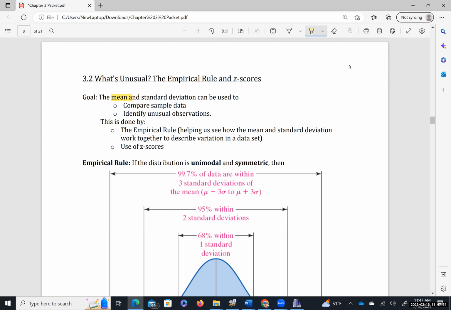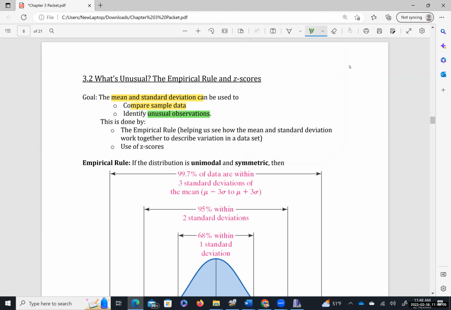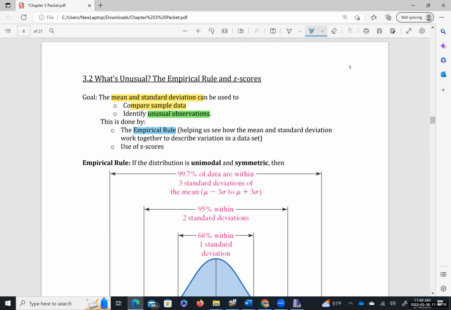So first, the goal of this is going to be using mean and standard deviation, and used to compare sample data. And then we want to try to identify the unusual observations. We also will use the empirical rule to help us see how the mean and standard deviation work together. And then we also want to use the z-score. Okay, so let's start.